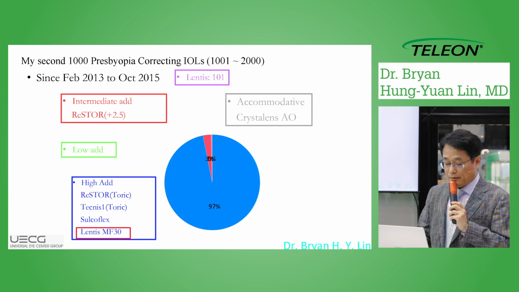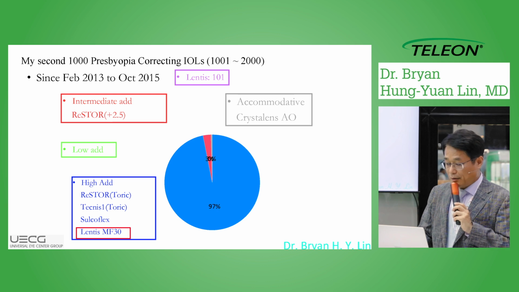My second 1,000 cases of presbyopia-correcting IOLs were completed in just 2.5 years, from 2013 to 2015. During this period, I continued using high-add bifocal and accommodative IOLs and began incorporating intermediate-add multifocal IOLs, such as Restore 2.5-add and LENTIS NF15.